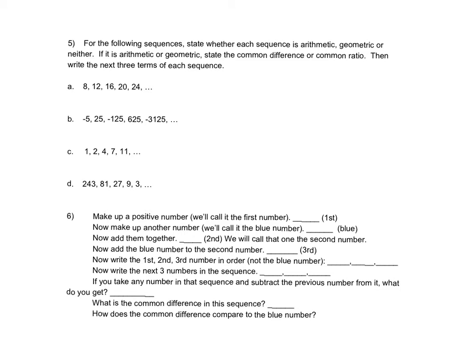If it's arithmetic, you should write common difference equals this. If it's geometric, you should write common ratio equals this. Then write the next 3 terms of each sequence. So there are 3 things that you're asked to find for each of those. Go ahead and find those for 5A through D.